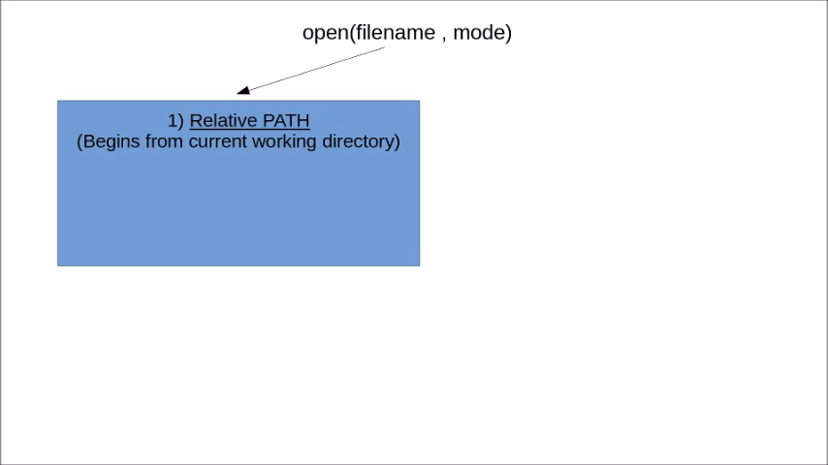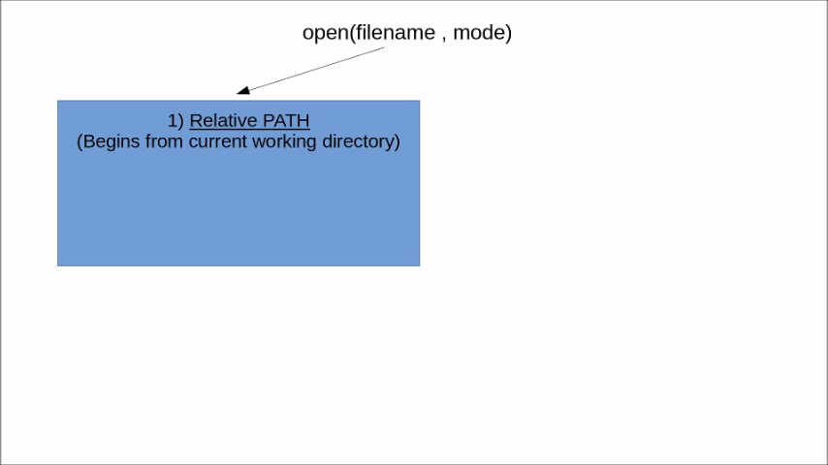Let's say you are working on a Windows operating system and your path is, let's say, C users desktop, and you have a file on your desktop. When you are working in that desktop directory, that is your current working directory. When you try to give a path from that directory, that comes under relative path. So let's look at some examples.